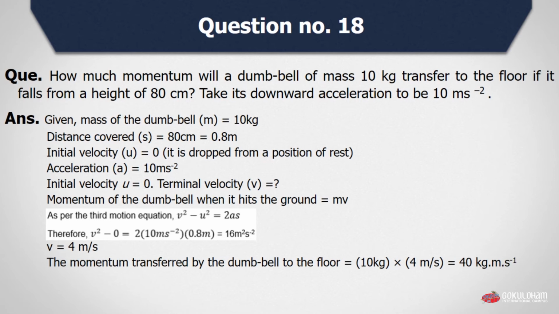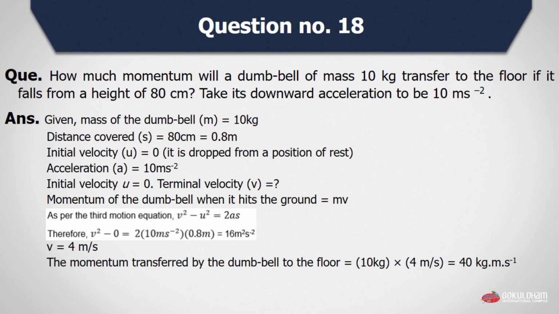And as we have v square, if we take the root in order to find the value of only v, we have to take the root on the right hand side, and when we do this, we'll get the value of v is equal to 4 meter per second, and hence the momentum that is transferred by the dumbbell to the floor will be equal to 10 multiplied by 4. Here we find only the value of v.